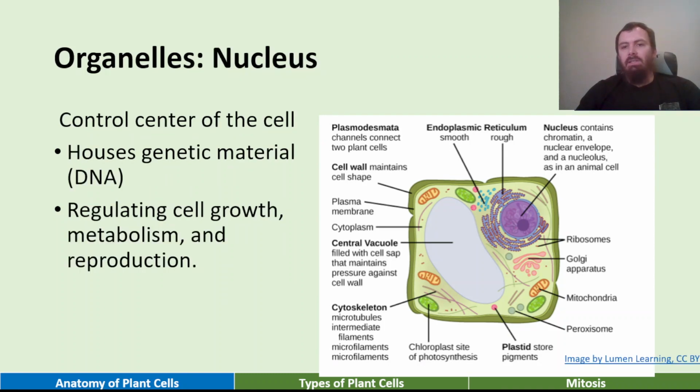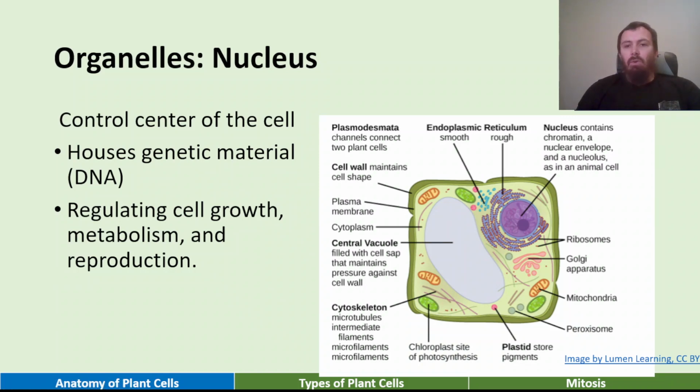Then we have the nucleus. This is the big part, right? This is the control center of the cell. It's this big purple part here, this big circle, right? That's the nucleus. It houses the genetic material of the cell. So that's where the DNA is. And you can kind of see inside there the little lines, which are the DNA. So it's the control center of the cell.